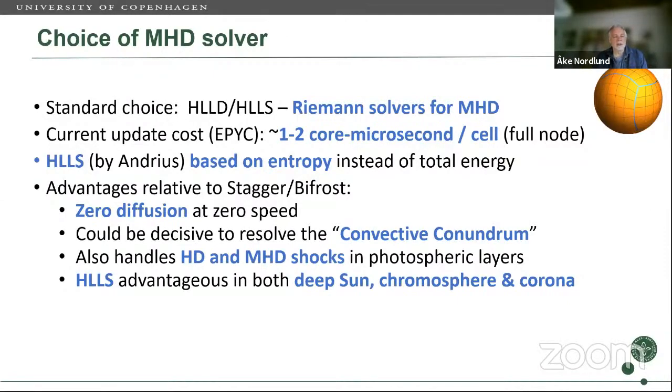Andres Popovas in Oslo is developing an interesting variant of this, namely a Riemann solver based on entropy instead of total energy. And that's really, really important at the surface where magnetic field starts to dominate the total energy, and you quickly get a problem with a solver that uses total energy. So with this, we hope to attack the so-called convective conundrum, which consists of observations and simulations not agreeing on what the convective speeds are in the deep convection zone.